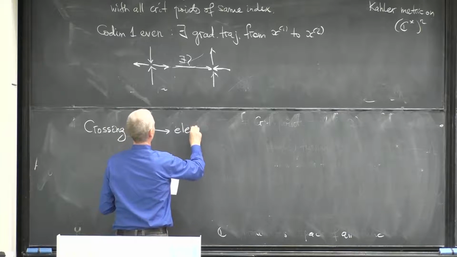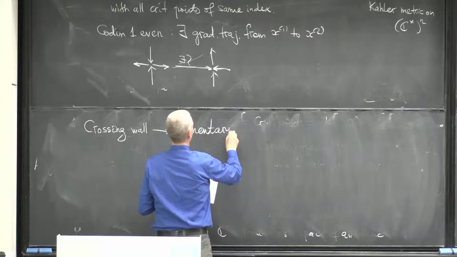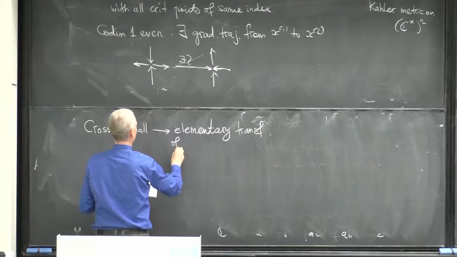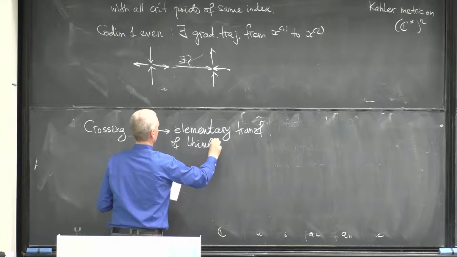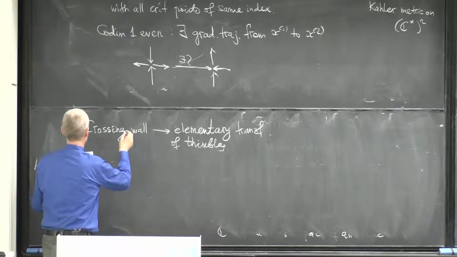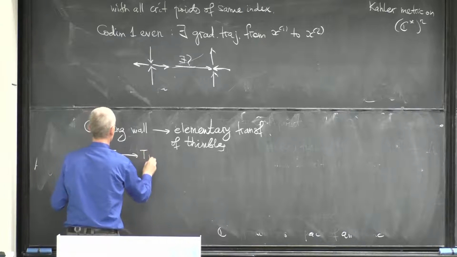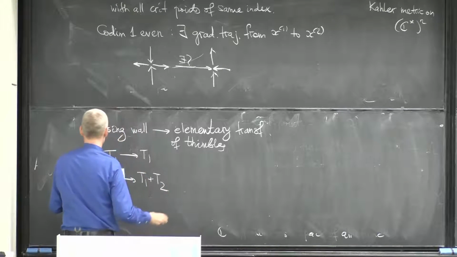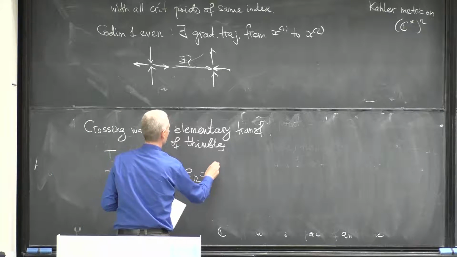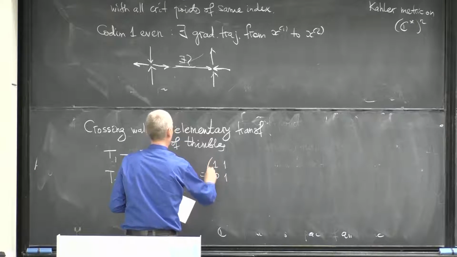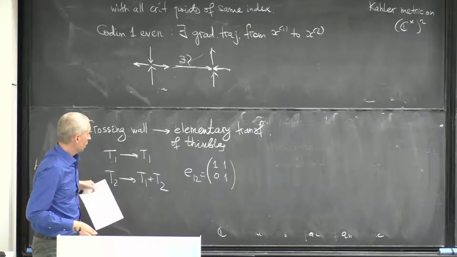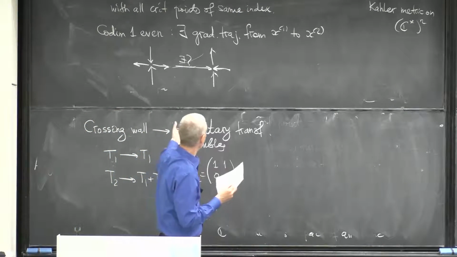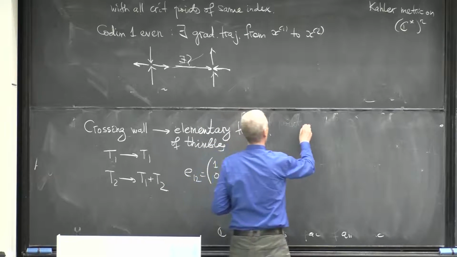So an elementary transformation, say, of thimbles. T1 would go to T1, and T2 would go to T1 plus T2. So it would correspond to an elementary matrix E12, which is 1, 1, 0, 1. Now, in general, since such transformations in more complicated cases will still be of this nature, we can look at the group SL n Z.